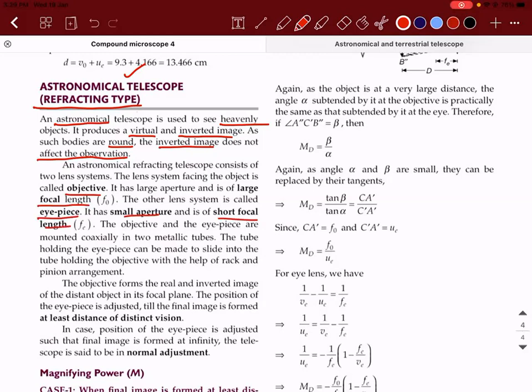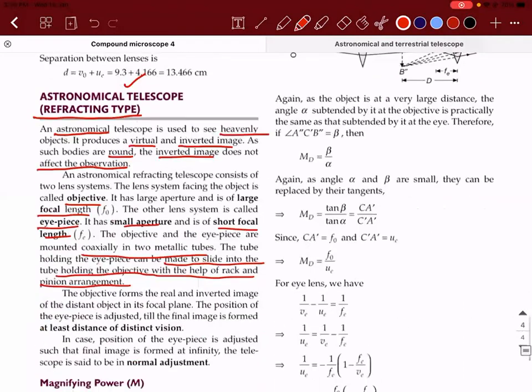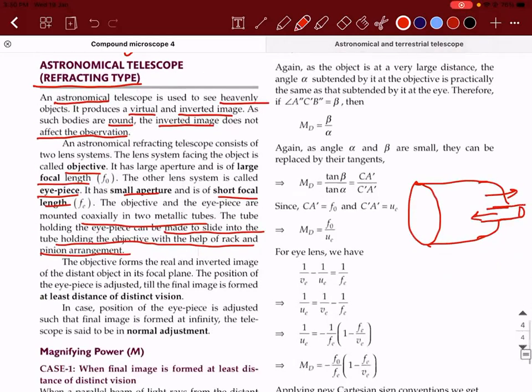Now, how are they mounted? The objective and the eyepiece are mounted coaxially in two metallic tubes. The tube holding the eyepiece can be made to slide in the tube holding the objective with the help of a rack and pinion arrangement. So it will be something like this. This can move separately, this can move separately, with the rack and pinion arrangement.